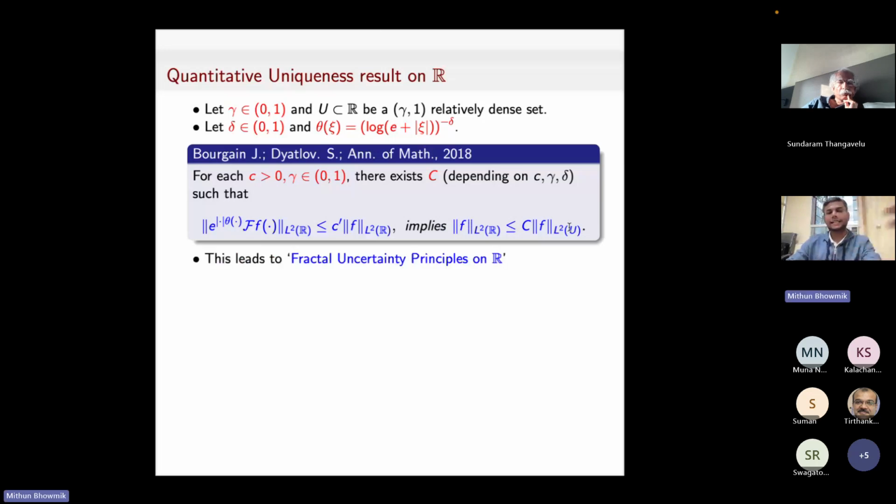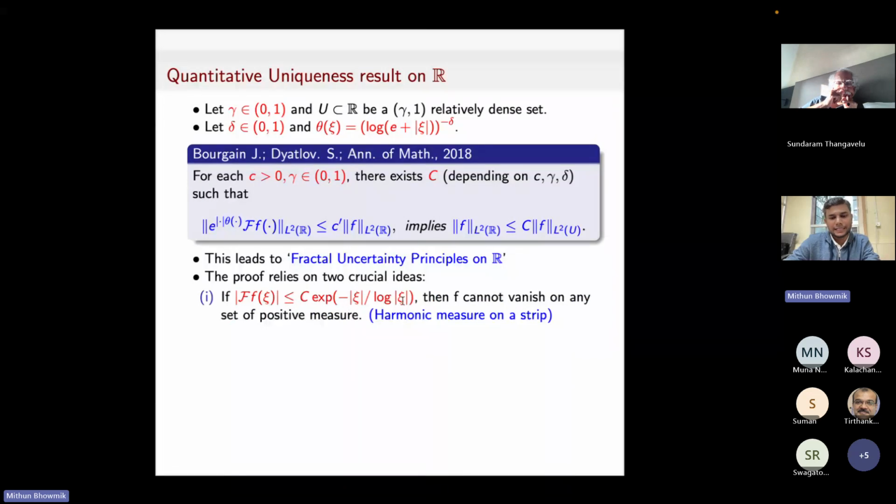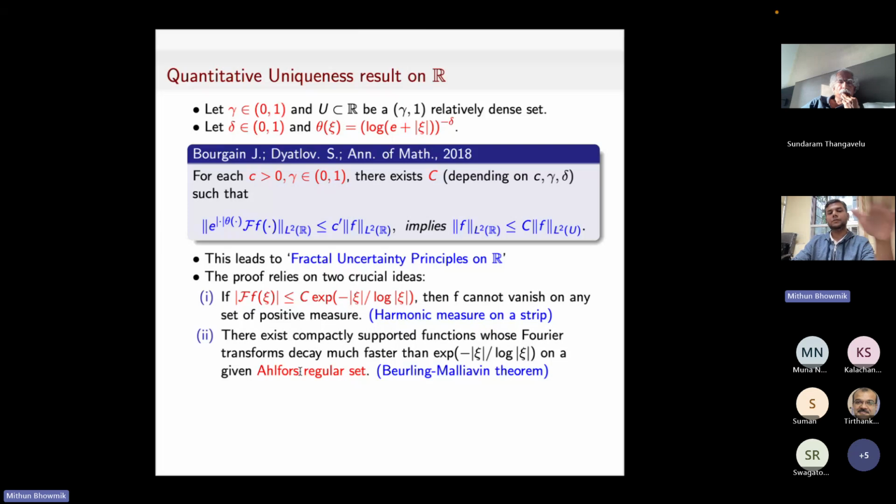So this leads to the fractal uncertainty principle on R, and this proof usually uses two crucial ideas. First, whenever a function has this kind of decay, it will be a quasi-analytic function, something I will define in a moment. So in some sense, it cannot vanish on a positive measure set. This result is a quantification of this fact. Also, this result uses the converse: there exists a compactly supported function whose Fourier transform decays like that, on a given Ahlfors regular set. This is related to the classical Beurling-Malliavin theorem.